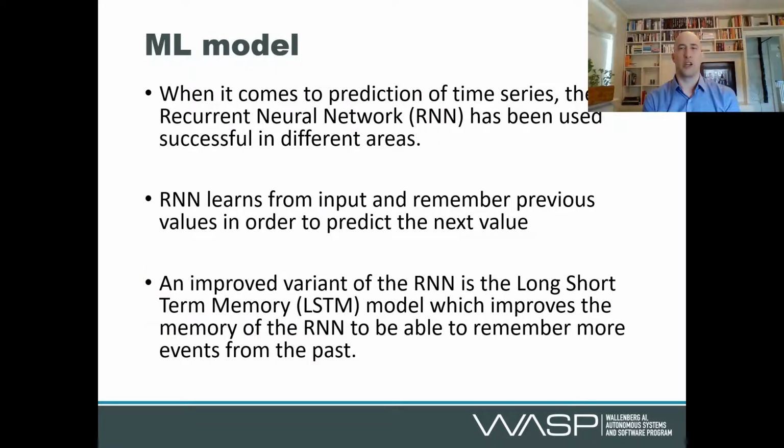There are a lot of machine learning models available when it comes to prediction of time series, but not all are suitable for prediction of events in system logs. A recent survey of anomaly detection in system areas shows that recurrent neural networks are very useful in time prediction areas. The RNN learns from input and remembers previous values in order to predict the next value. An improved variant of the RNN is the Long Short-Term Memory model, which improves the memory of the RNN to be able to remember more events from the past and make better predictions.